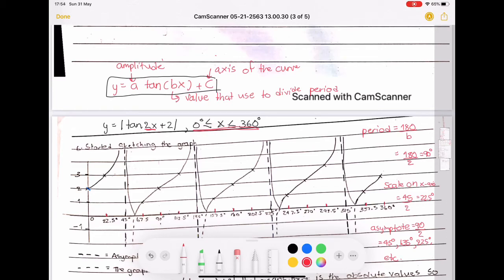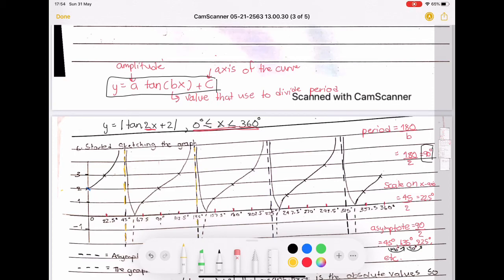You may be hesitant about why we can plus 90 degrees. I will show you why. It is because the period of this graph is 90, so we can plus by 90 degrees and get another asymptote. When we get the asymptotes, I suggest you plot dotted lines on the graph, so you know that your graph doesn't collide with the asymptote.